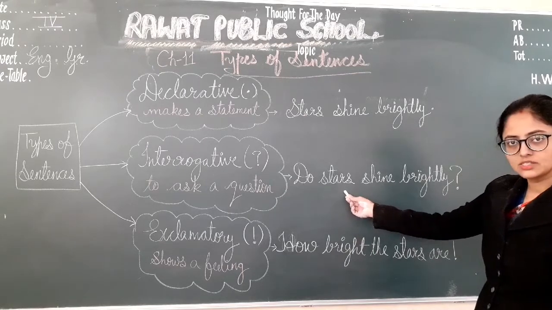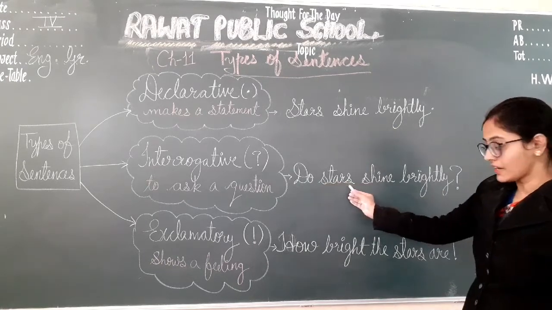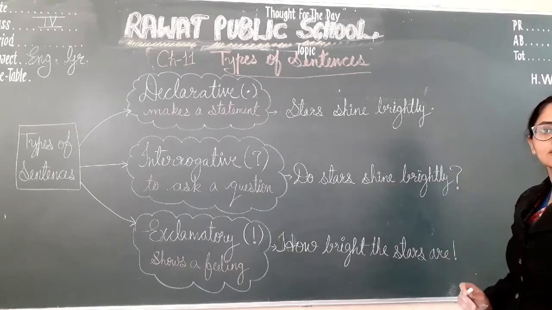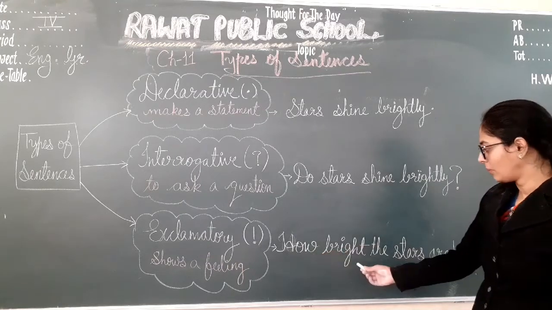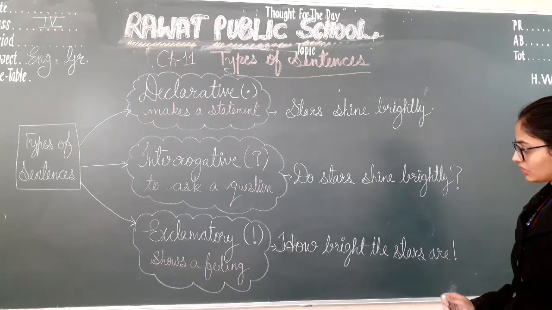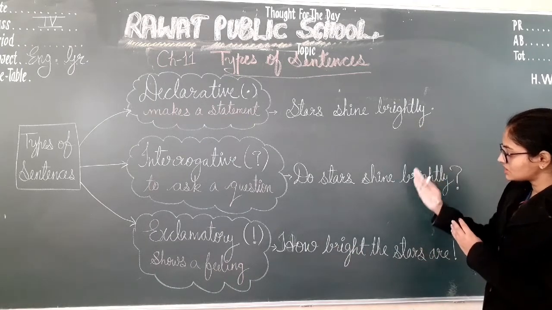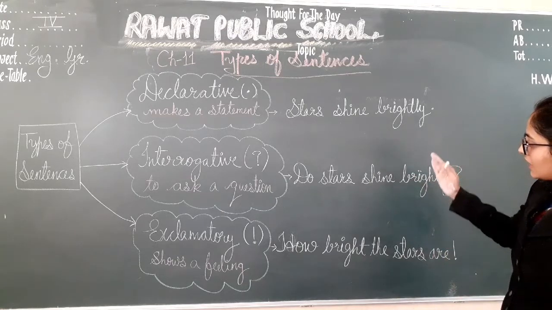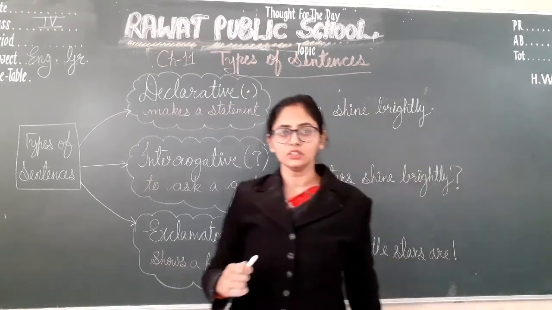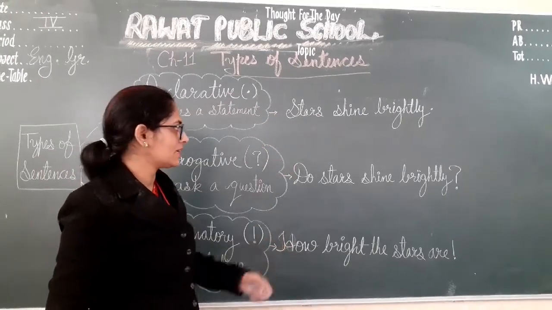Now the second sentence: Do stars shine brightly? Again repeat with me. Do stars shine brightly? Now the third sentence: How bright the stars are. How bright those stars are. Now see these three sentences carefully and tell me what is the similarity in these three sentences.